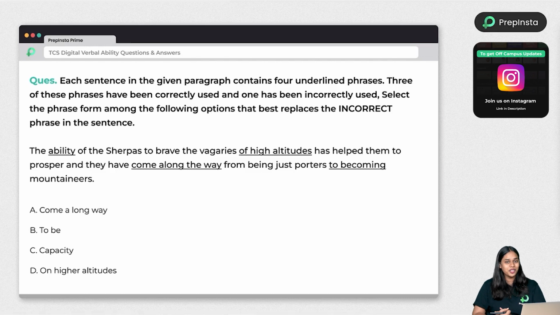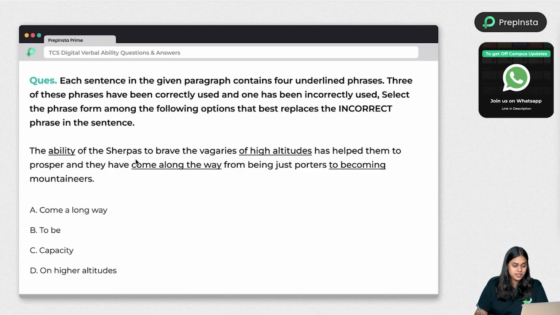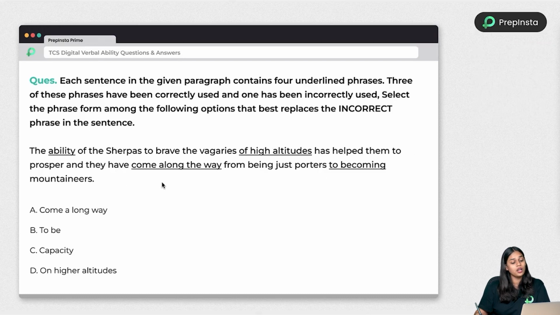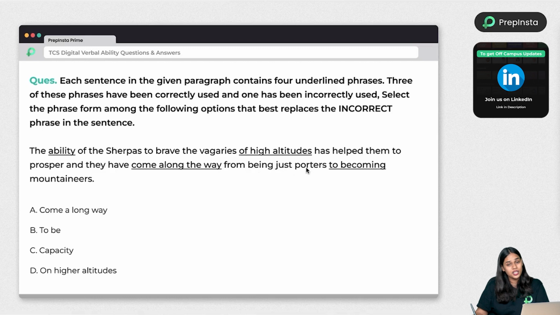Okay, I hope you solved the question and you are here for the solution. So let's move on to it. The ability of the Sherpas to brave the vagaries of high altitudes has helped them to prosper, and they have come along the way from being just porters to becoming mountaineers.